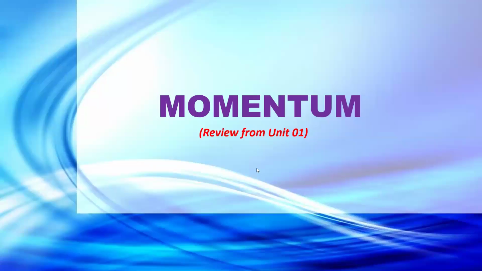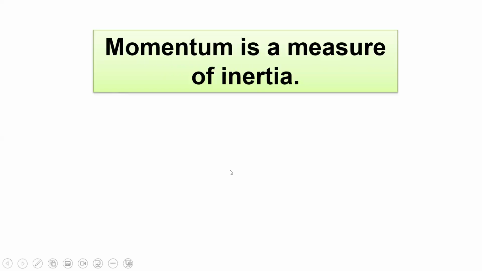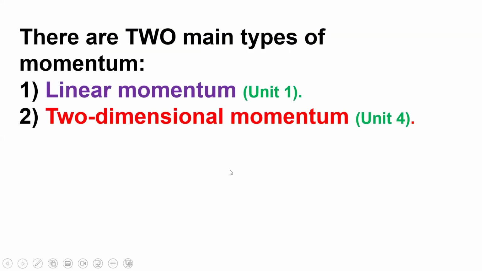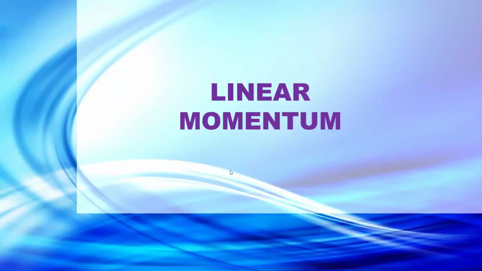You will then learn how we can identify and measure inertia. Momentum is actually the first tool to measure inertia. There are two types of momentum. One is called linear momentum, which you have already done in Unit 1. The second is two-dimensional momentum, which is Unit 4. Now I'm starting with linear momentum.